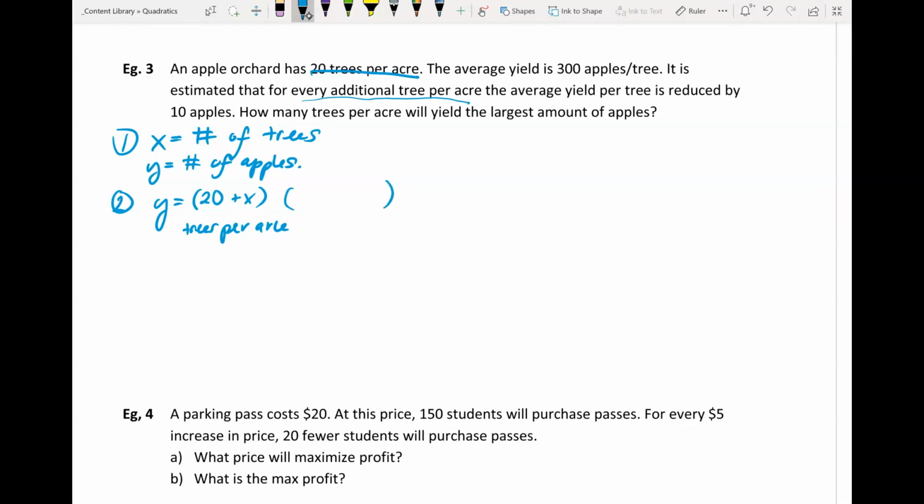Then the next part is the average yield. We know the average yield is 300 apples per tree, and it can be reduced by 10 apples depending on how many additional trees we add. So we're going to start with 300. We know we're going to reduce 10 apples for every additional tree per acre. And the additional tree is x for the number of trees that we add.